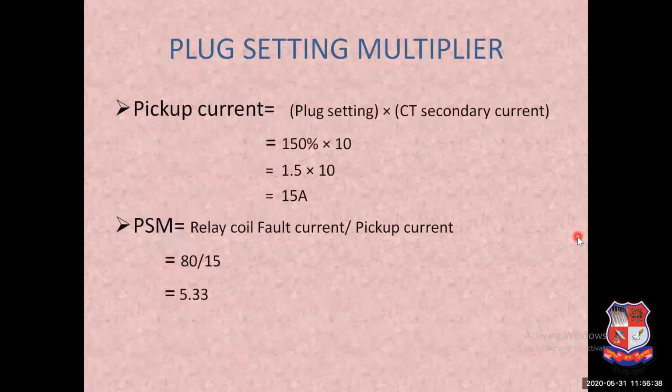Now we have to find the pickup current. The equation of pickup current is plug setting into CT secondary current. Plug setting is 150%, CT secondary current is equal to 10 ampere. So 150% means 1.5, into 10, is equal to 15 ampere. So we get pickup current equal to 15 ampere. Now PSM is equal to fault current in relay coil divided by pickup current, which is 80 divided by 15, approximately 5.